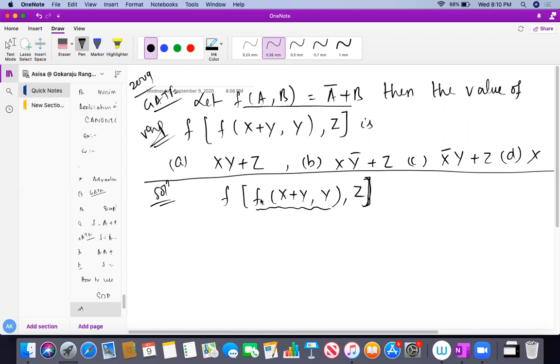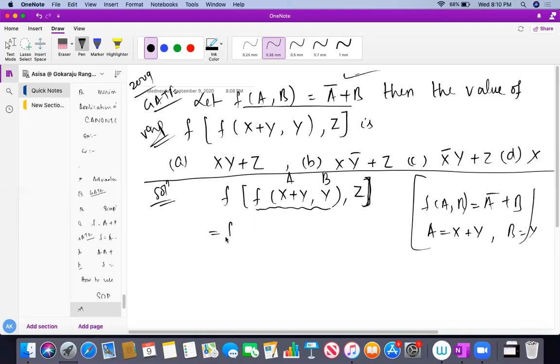You can see this is in which form? Can I equate it like this form? Here, x or y is a and y is b. So I can use this: f of a comma b is a bar or b. I am considering a as x or y, and b as y. I have to use this, otherwise I cannot find it out. So this is f of x or y, or y.